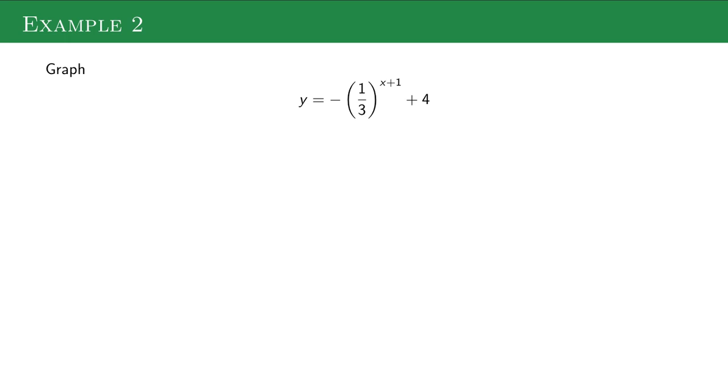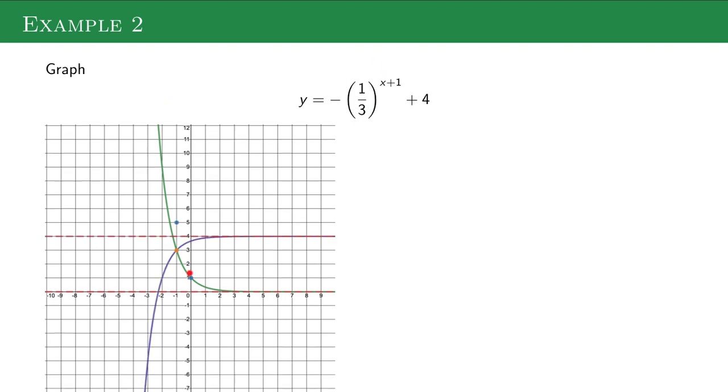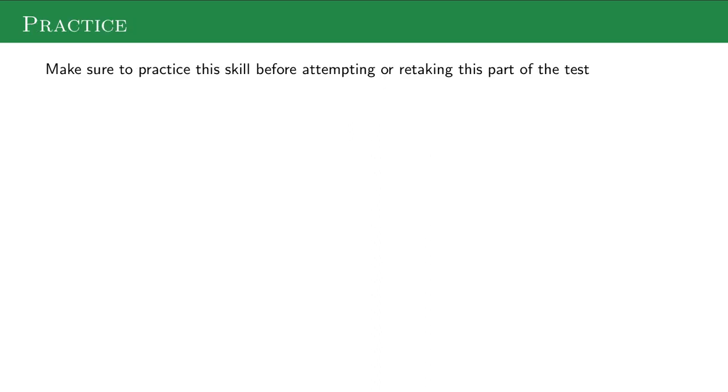Next, there's negative 1/3 to the x plus 1, plus 4. First, I'm just going to graph 1/3 to the x, because 1/3 is smaller than 1. It looks like this. And then I'll shift it left 1, up 4, and then flip it upside down to get this purple graph as my final answer. Again, making sure this point's in the right place, it has the right shape based on the base, and the asymptote is in the right place. So put all that together, and then you'll be able to graph exponential functions consistently.